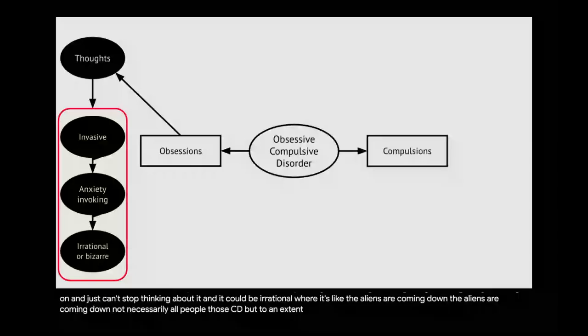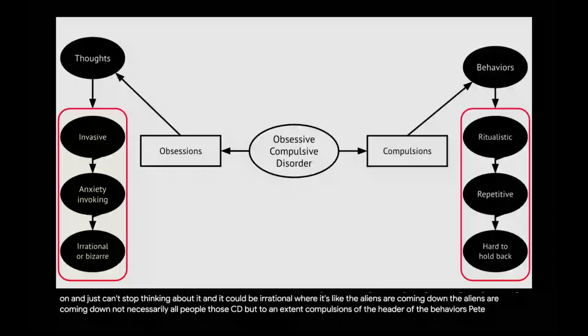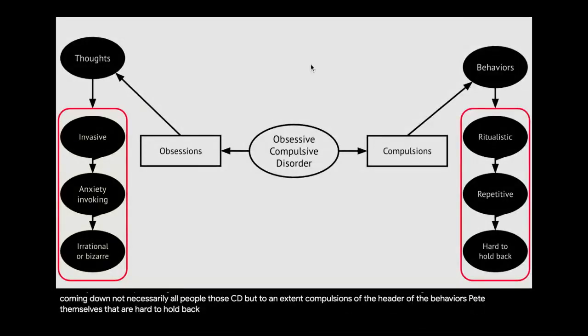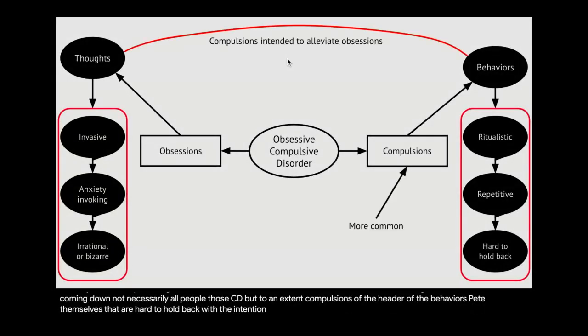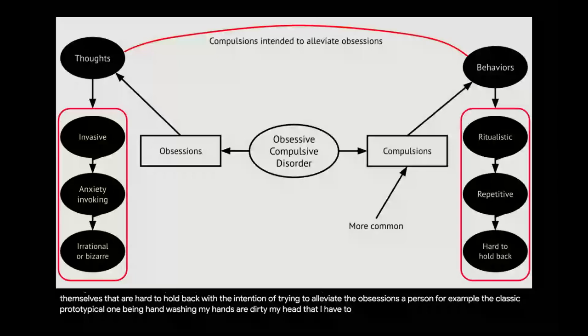Compulsions, on the other hand, are behaviors, rituals that repeat themselves and are hard to hold back, with the intention of trying to alleviate the obsessions. A person, for example, the classic prototypical one being hand washing. My hands are dirty. I have to wash them. So they wash their hands. The thought being, my hands are dirty.